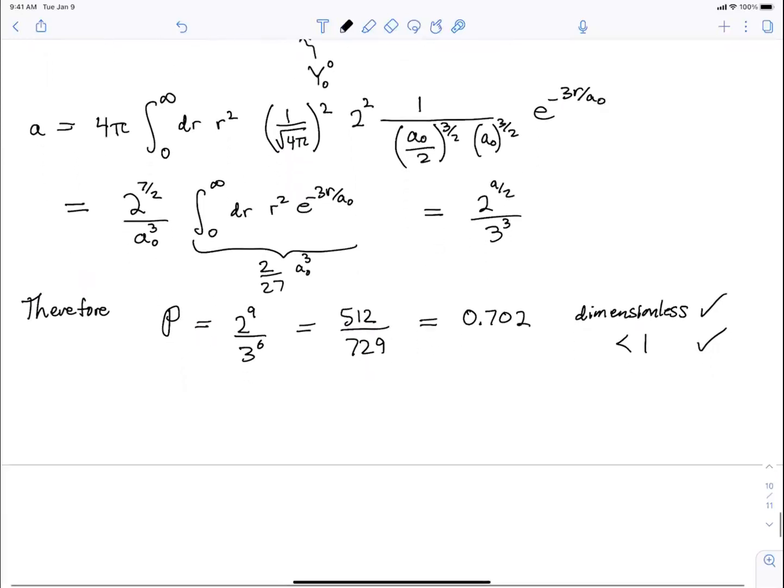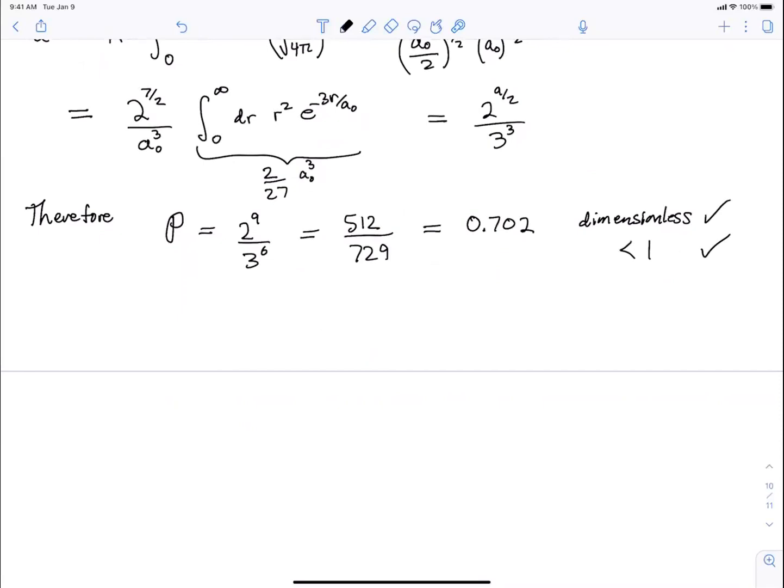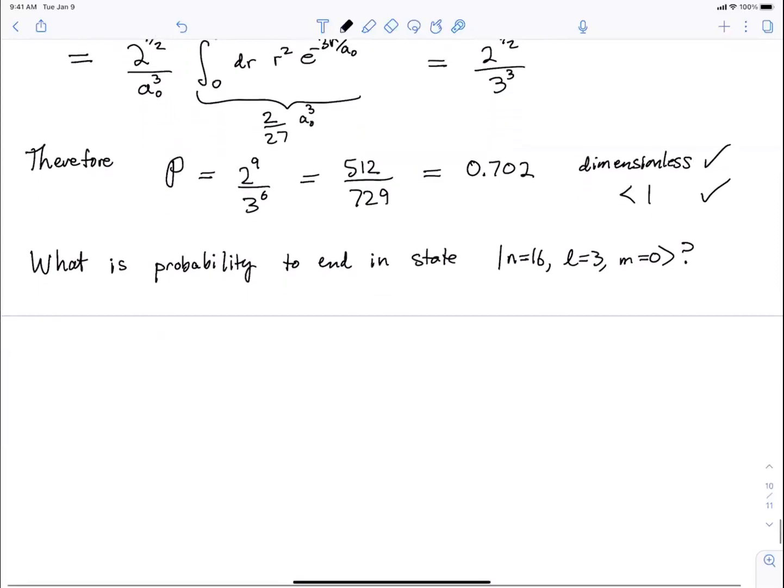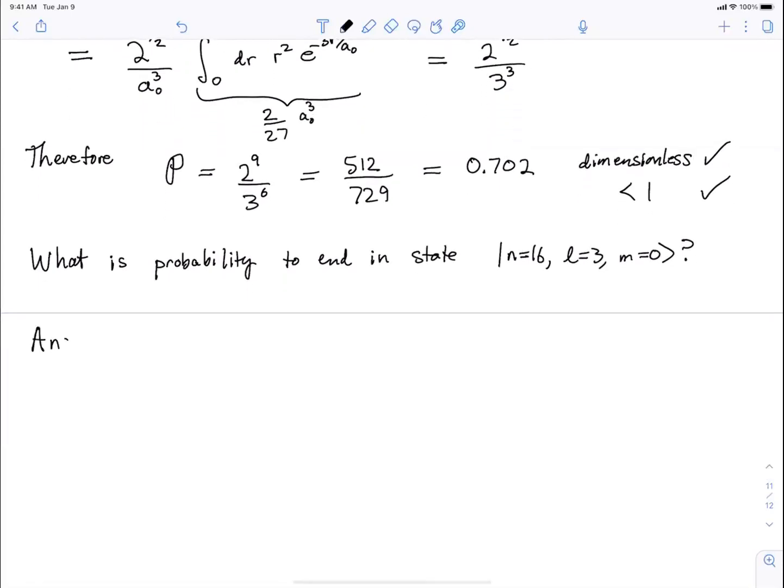Another thing you could ask is, what's the probability to end up in some other state? So let me do an example like that. So let's ask, what's the probability to end in a state like, I don't know, n equals 16, L equals 3, and M equals 0. Okay, and the answer is I've chosen that very carefully because it's going to be 0.